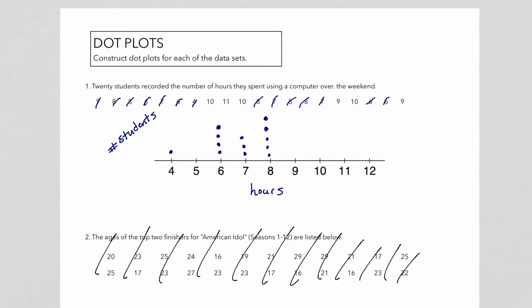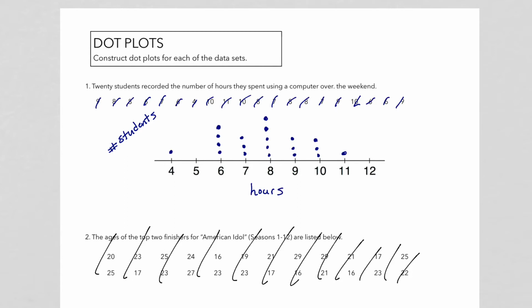How many spent 9 hours? 1, 2, 3. How many spent 10 hours? 1, 2, 3 as well. How many spent 11 hours? Looks like we had 1. And then that's it. We didn't have any who spent 12 hours.